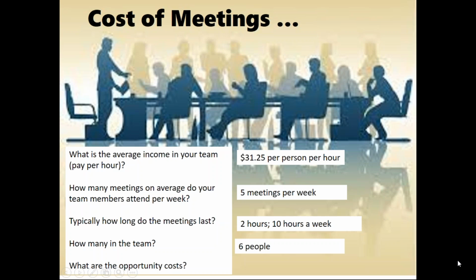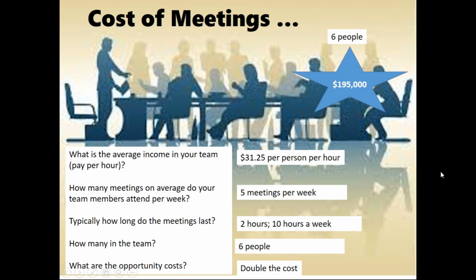There are 6 people in this team and each have a similar amount of time in meetings to attend on a weekly basis. So what we did is we doubled the cost, and the figure we came up with for 6 people looking at that scenario was $195,000 a year for that team to have people attending meetings. $195,000 a year. So it's a really easy exercise to do with your team.